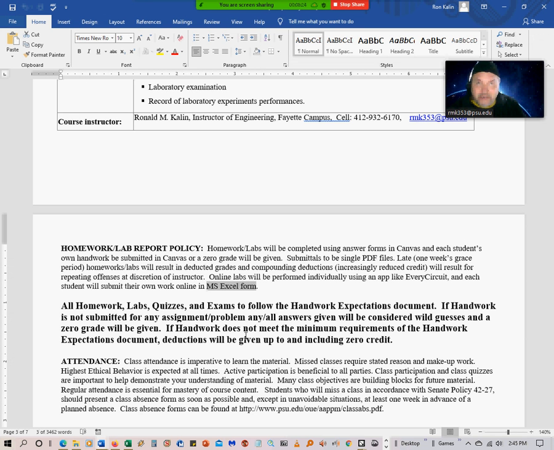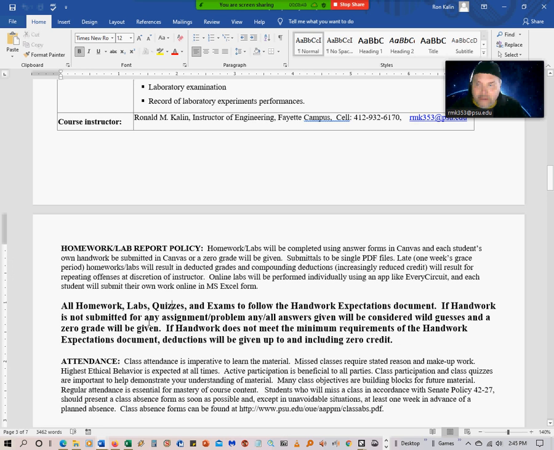There needs to be a conclusion to each part on what that part was trying to tell you, and it's usually a summary of all the questions that they ask you throughout the lab. You just answer all those questions, put them in a paragraph that makes sense and flows, and that's your conclusion. So all homework, labs, quizzes, and exams are to follow the handwork expectations document.